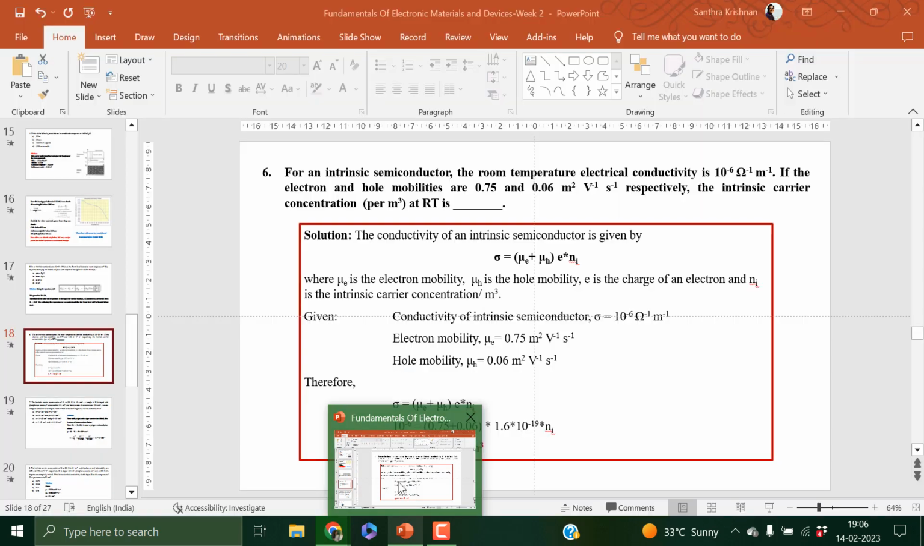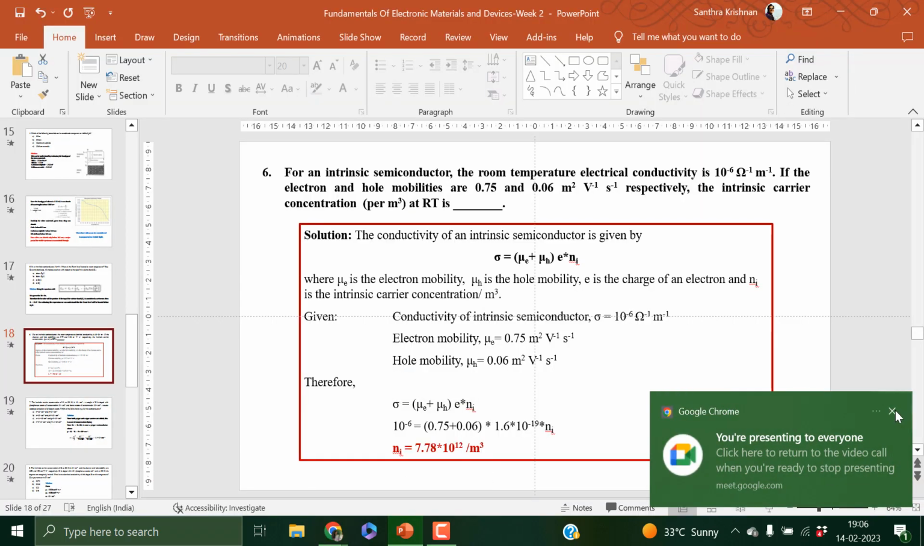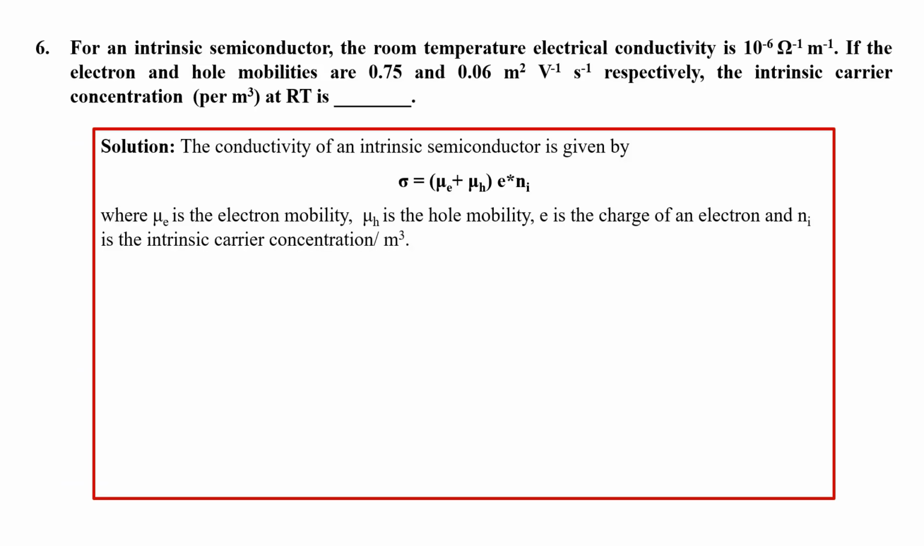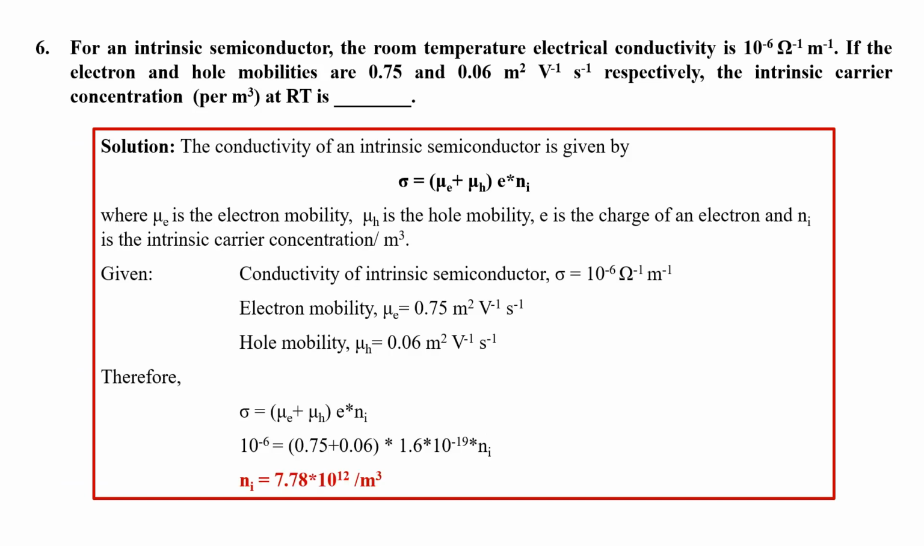Yeah, the answer is correct. Yes, ma'am, you are audible. So that is the answer: 7.78 into 10 power 12 per meter cube is the answer.